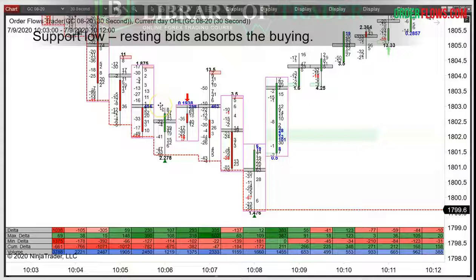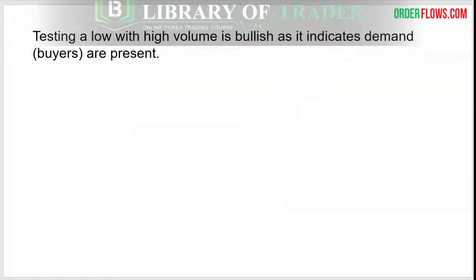We have an indicator called the bulge, which looks for these delta bulges, because oftentimes you see the bulge, you sell off, but when you come back up to that level and you get past where the seller was, if that seller is no longer there in the market, it's off to the races in the other direction. Because what was forcing the market down earlier, that force is removed from the market. So what direction do you think the market's going to go? It's going to go back in the opposite direction. So testing a low with high volume is bullish, as it indicates demand, buyers are present.